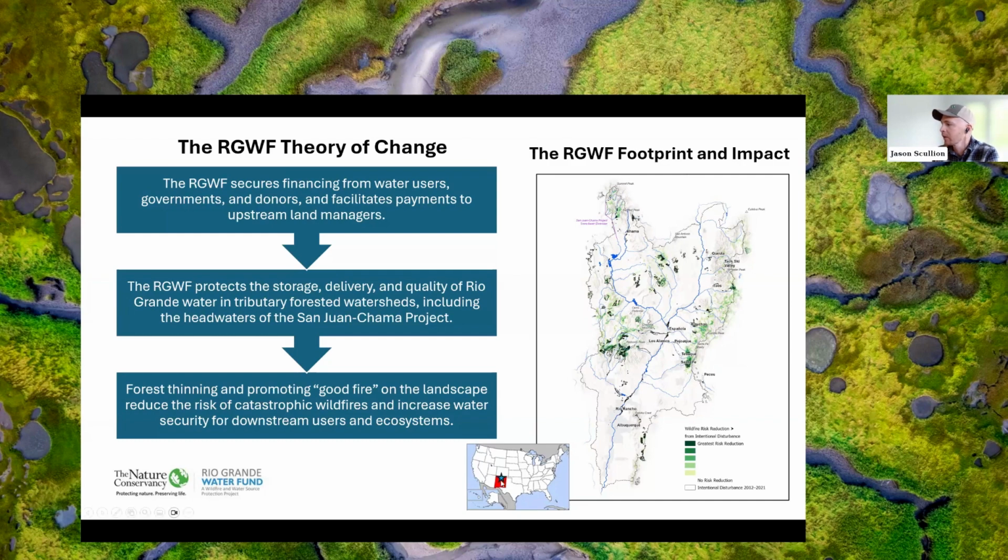Down in the bottom, you can see a map. If you're not familiar, here's New Mexico in the United States, and our Rio Grande Water Fund is in the northern part of New Mexico, which is the main source of water supplies.